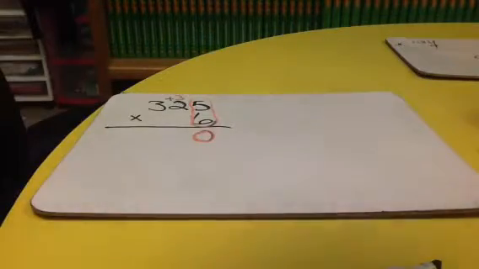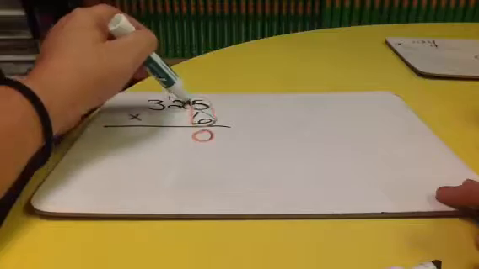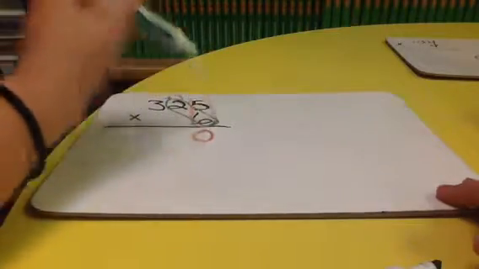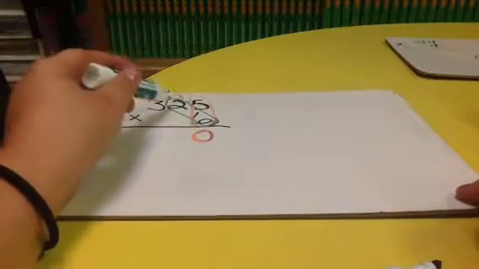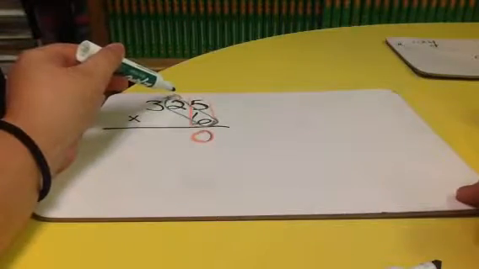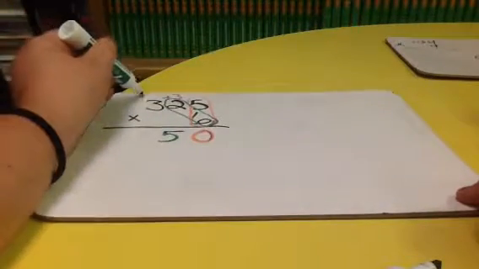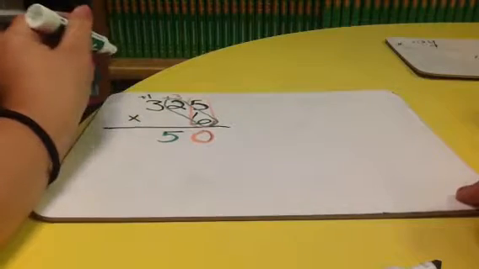Next, we're going to use this 6 again and go up to the tens column. We're going to multiply 6 times 2, which is 12, and then add in our 3 up top, which would be 15. And we're going to regroup that 1.